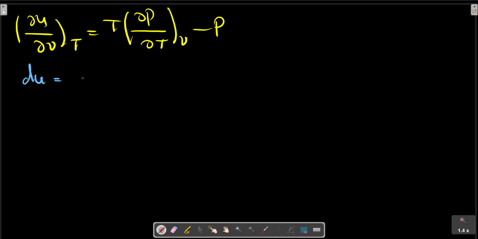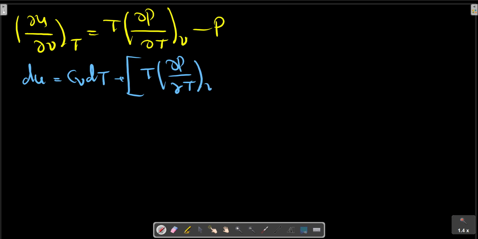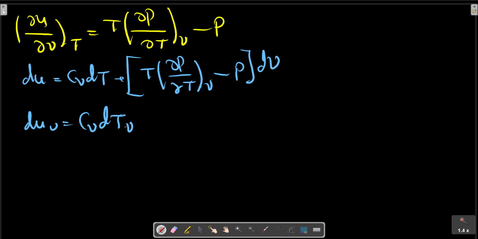dU equals Cv dT plus [T ∂P/∂T at V minus P] dV. As a result, at constant pressure and constant T, dU/dT, this is 0.